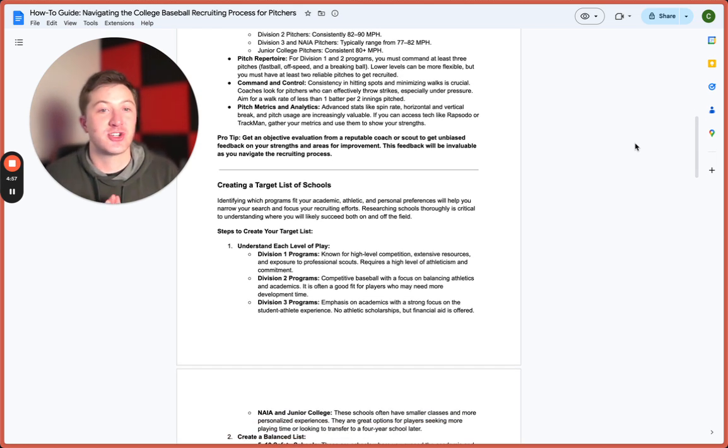Pitch metrics and analytics. Advanced stats like spin rate, horizontal and vertical movements, and pitch usage are increasingly valuable to college coaches who understand and are a little more new age. If you can access tech like Rapsodo or TrackMan, gather your metrics, use these to show your strengths. These are super valuable if you can get hold of them.